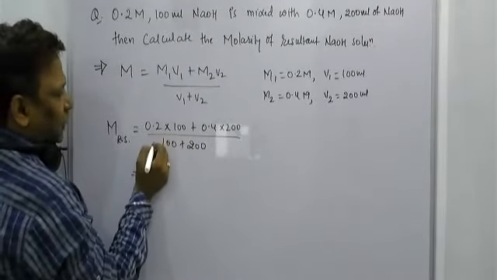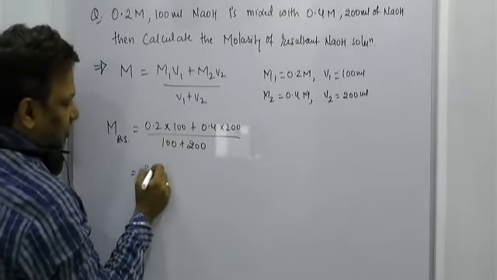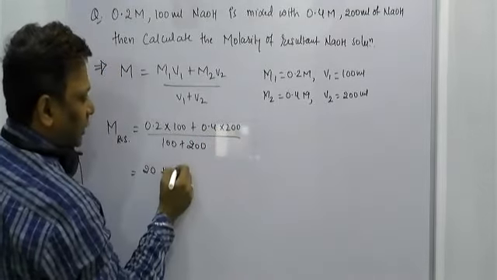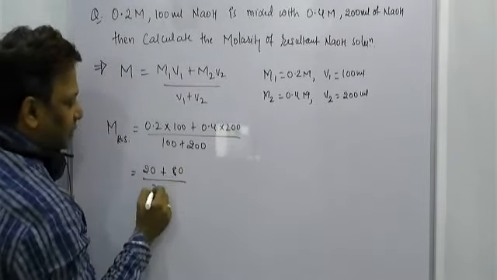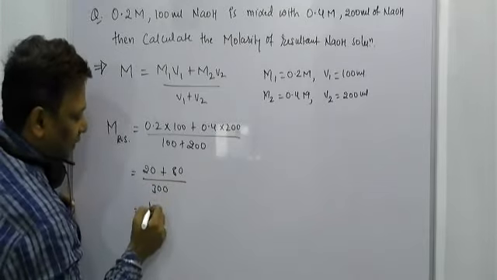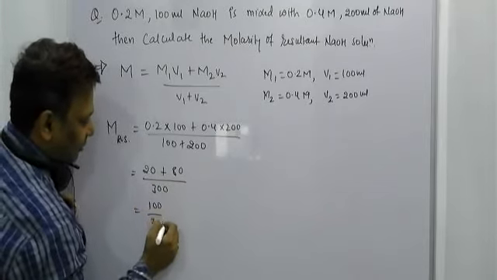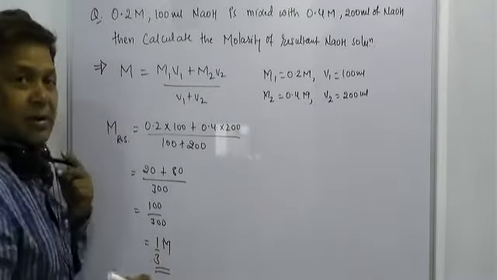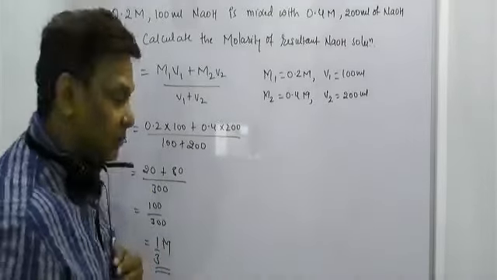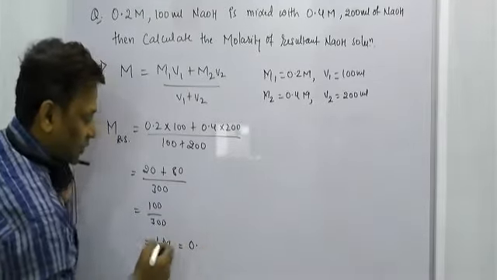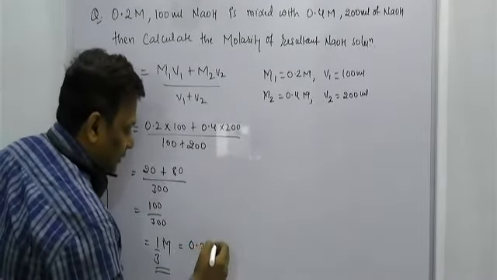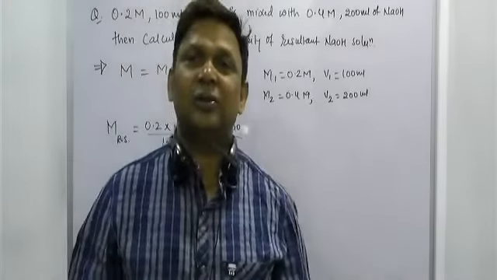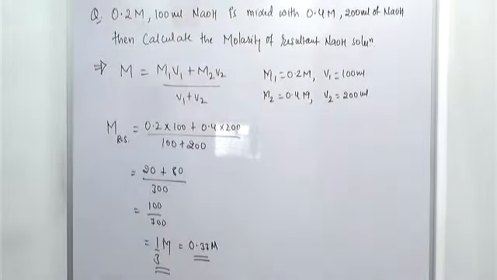0.2 into 100 is 20. 0.4 into 200 is 80. 80 plus 20 is 100, over 300. Very good, very good, very good. 1/3 molar is the molarity of the solution. If you want to take it in decimal form, it becomes 0.33 molar, which is the molarity of the resulting solution. Very good, beta. Very good.